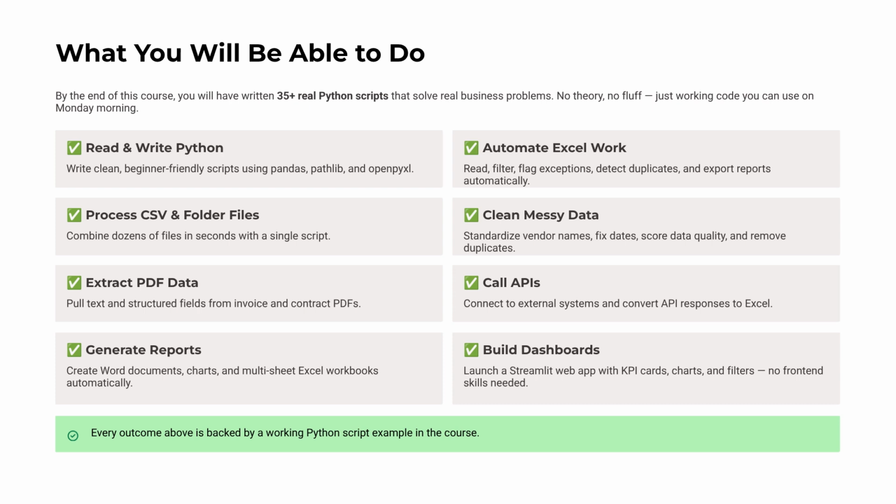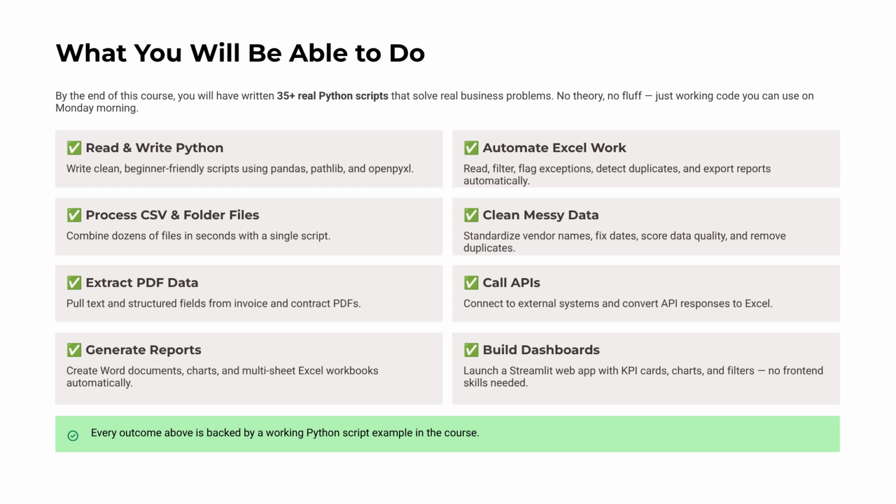By the end of this course, you will have built more than 35 practical Python scripts. These scripts are not abstract classroom examples. They are business examples that you can adapt to your own work. You will learn how to read and write Python using beginner-friendly libraries like Pandas, Pathlib, and OpenPyXL. You will automate Excel tasks such as reading files, filtering records, flagging exceptions, detecting duplicates, and exporting reports.